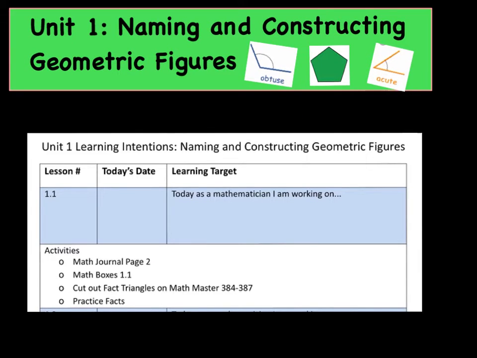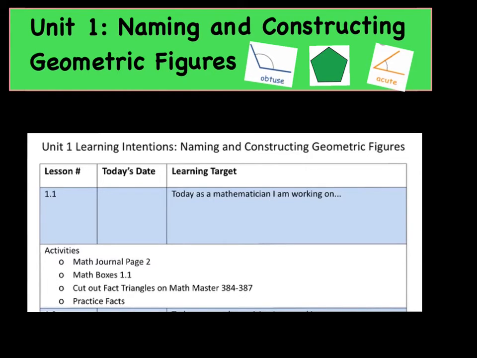At the beginning of every unit, you will get a new learning intention sheet. This unit is Unit 1, Naming and Constructing Geometric Figures. On that learning intention sheet, you'll see the lesson number, a spot where you'll fill out today's date, and a spot where you'll write what you're working on today, or your learning target. Then below that, you will see the set of required activities for the day. Let's get started filling out our very first learning intention sheet for math.